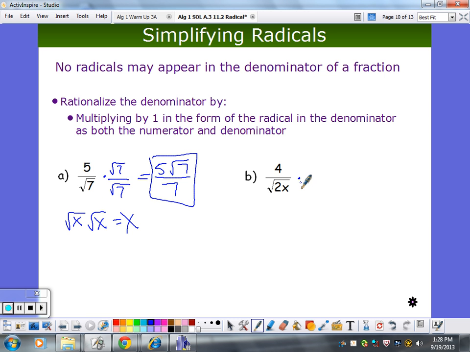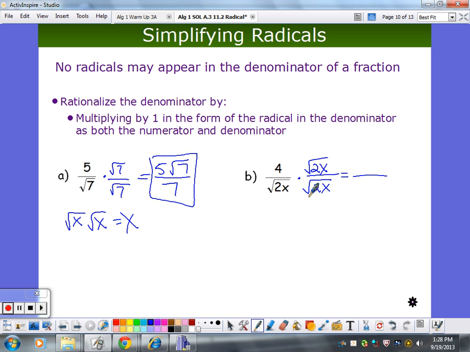What should I multiply by? Yeah, because what's the square root of 2x times the square root of 2x? 2x, right? Comes out. But remember, I'm multiplying by 1. So if I multiply the bottom by the square root of 2x, I have to multiply the top by the square root of 2x. So let's see what's going on here.